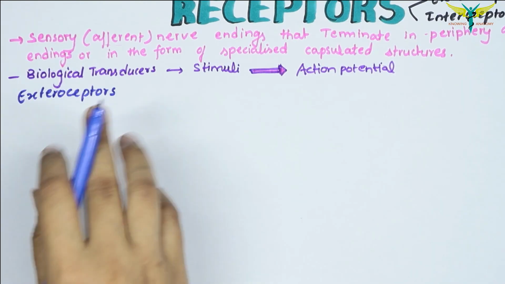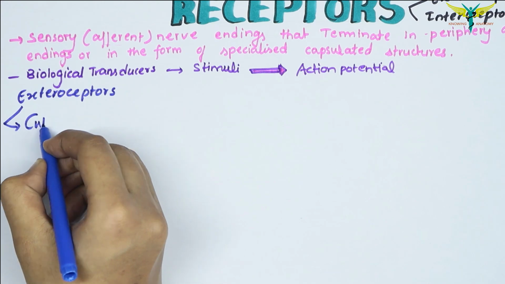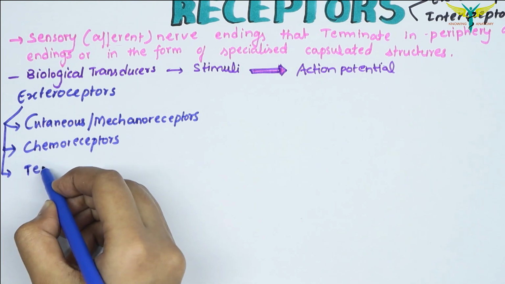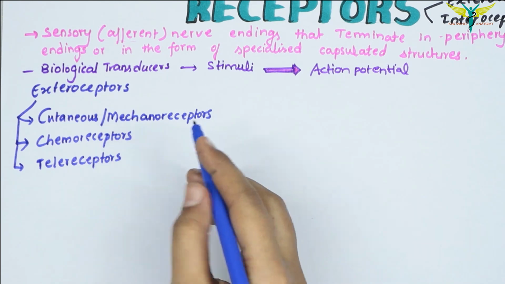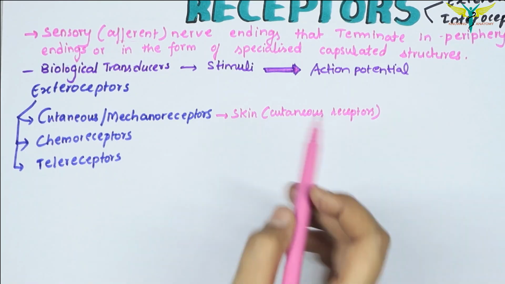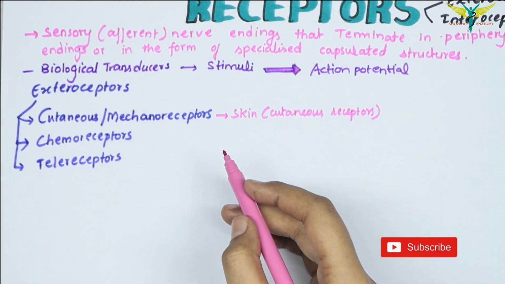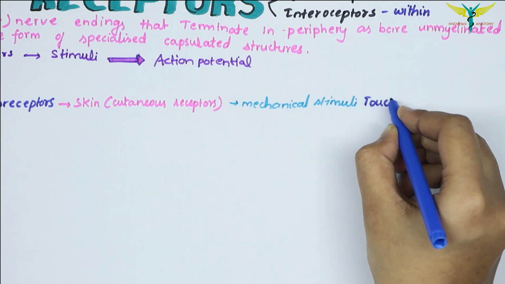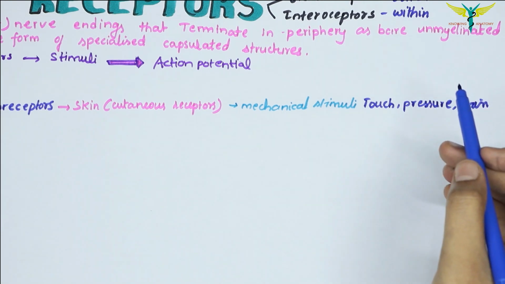Coming to the exteroceptors, they are of three groups. The first one is cutaneous receptors or the mechanoreceptors. The second one is chemoreceptors. The third group is the telereceptors. The cutaneous or mechanoreceptors are situated in the skin, and these are called the cutaneous receptors. These cutaneous receptors are also called the mechanoreceptors because of their response to mechanical stimuli, such as touch, pressure and pain. The touch and pressure receptors give response to vibration also.